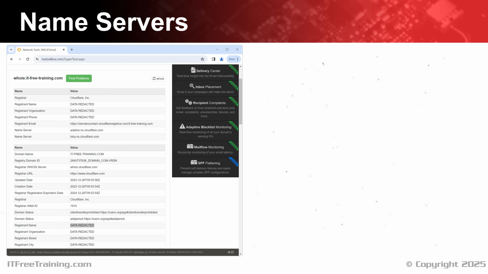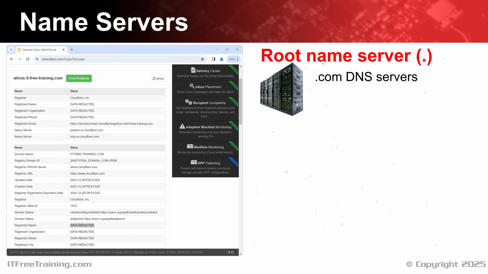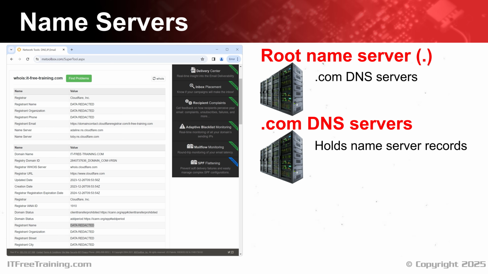Let's have a closer look at what has occurred. DNS works as a hierarchy. At the top are the root name servers. The root name servers keep a list of DNS servers that can resolve the next part of the domain name. In this example, the next part is .com. Thus, the root name server provides a list of .com DNS servers, otherwise known as top-level domain servers. The top-level domain servers contain the name server records.